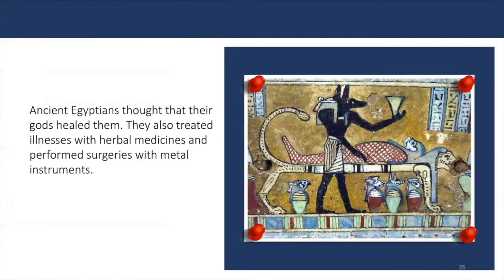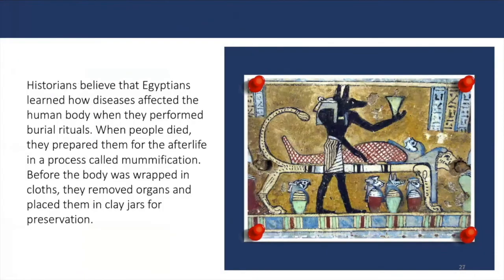Ancient Egyptians thought that gods healed them. They also treated illnesses with herbal medicines, but some of them performed magical rituals. Historians believe that Egyptians had learned how diseases affected people because they performed mummification. During the process of mummification, the body was wrapped in cloth and certain body organs, like the brain, were removed and kept in preserved clay jars. Because of this, the Egyptians were regarded as some of the first learners of medicine because they were trying to understand human anatomy.